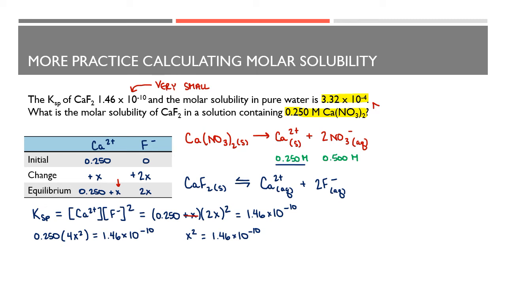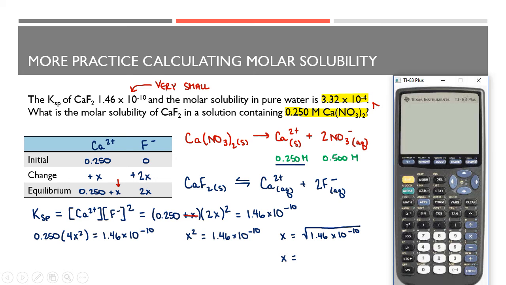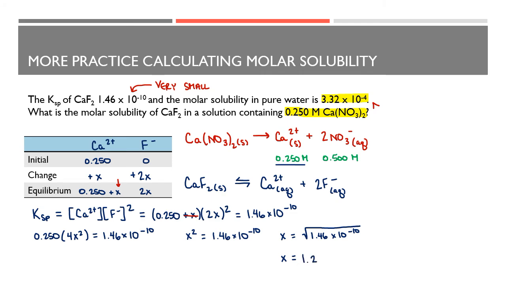I'm just going to get rid of the 1 there because we don't really need it. And if I want to just solve for X here, I would take the square root of both sides. So the square root of X squared is X, and the square root of 1.46 times 10 to the negative 10th. Let's bring up the calculator here. And we want the square root of 1.46 times 10 to the negative 10th. And that is going to equal 1.21 times 10 to the negative 5th. And that's in moles per liter.